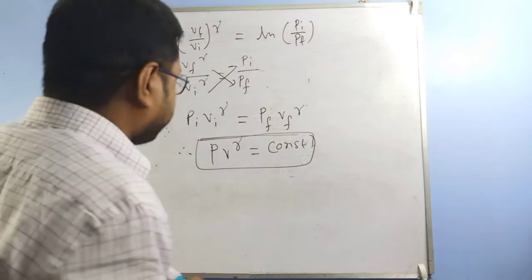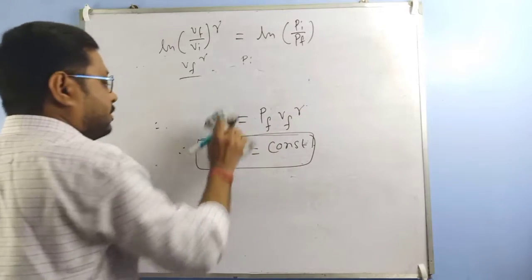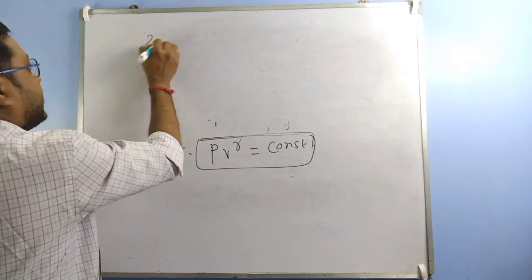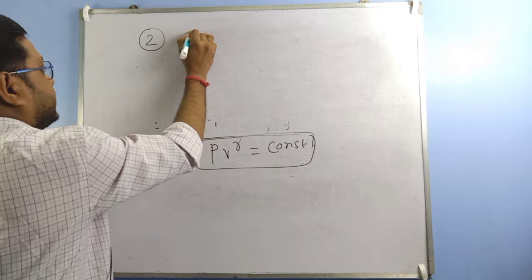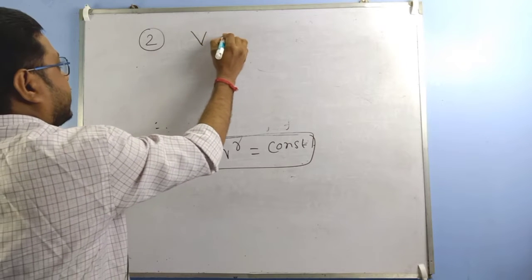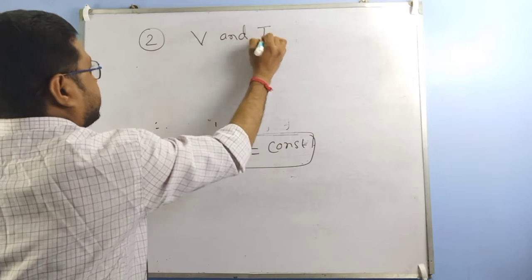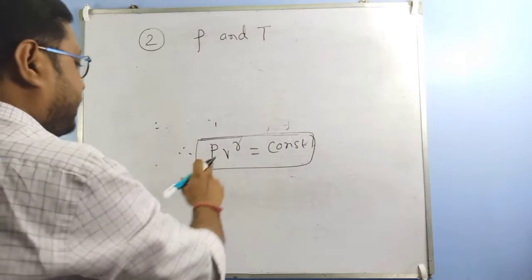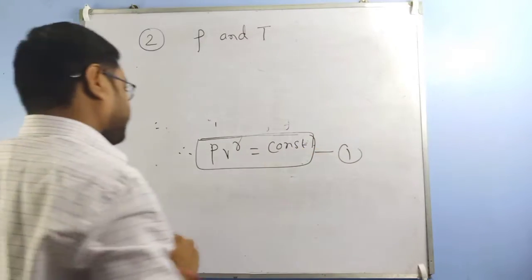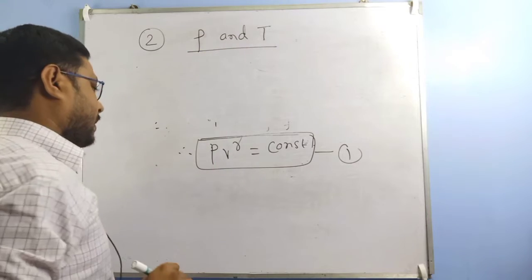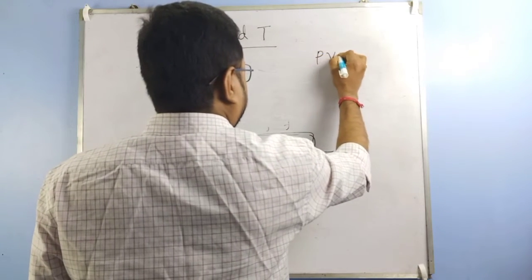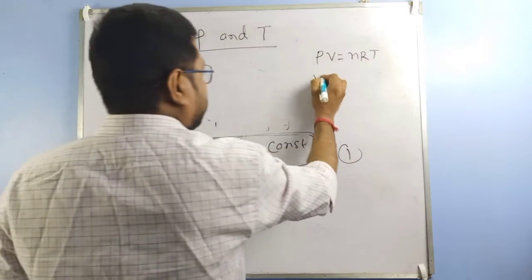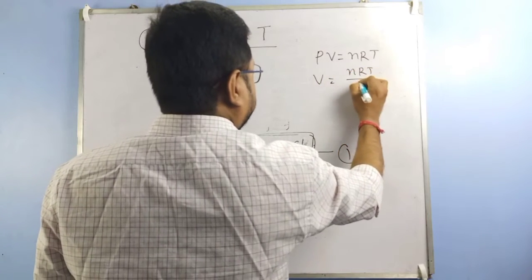Now we go for another relation. This will be very important for doing mathematical calculation. Now we can go with the second relation, that is the relation between P and T. So P V to the power gamma equal to constant. This is the basic equation, and from this we can establish this. From PV equal to nRT, the ideal gas equation, we can say V equal to nRT by P.